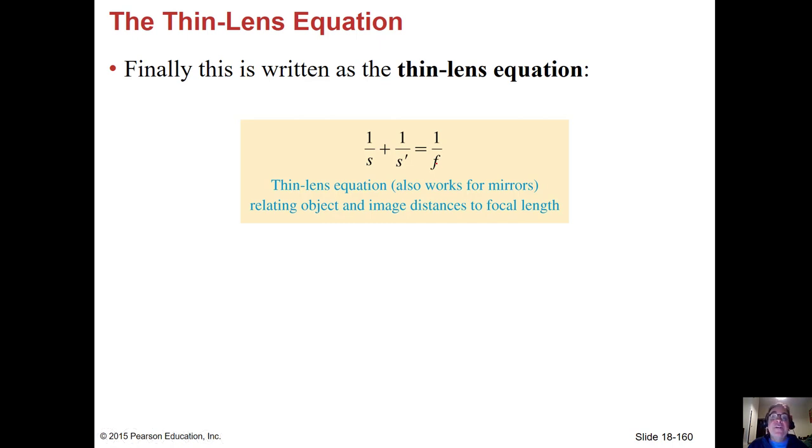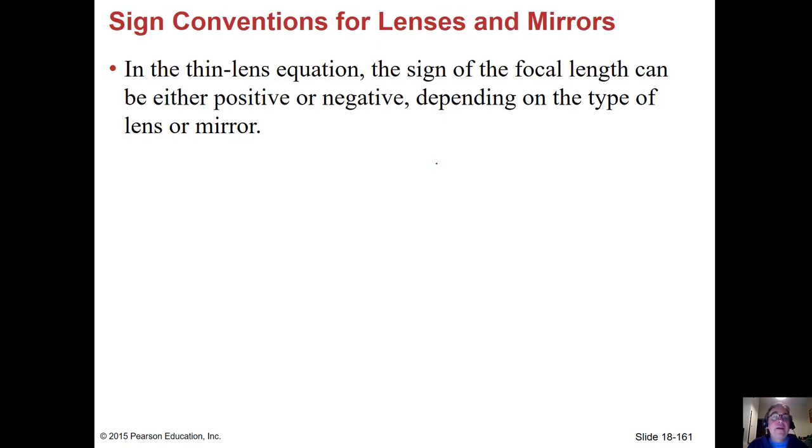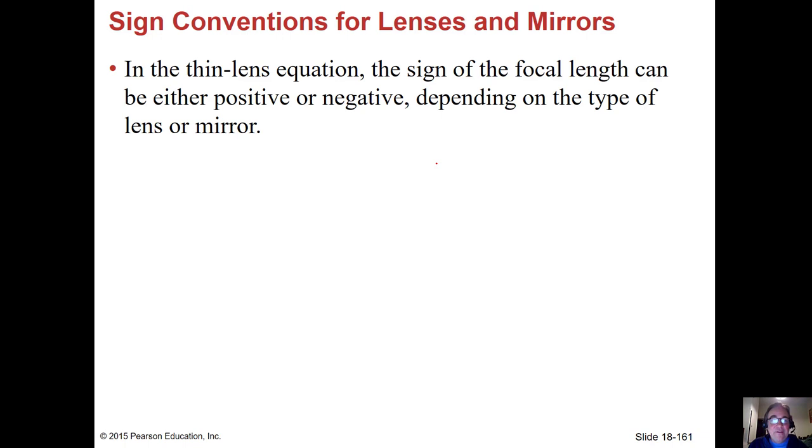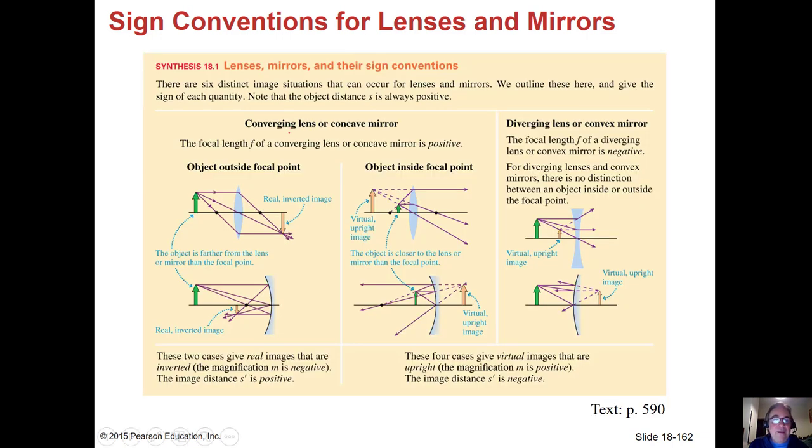So f is positive for a converging lens or a concave mirror. F is negative for a diverging lens or a convex mirror. In the thin lens equation, usually it's called the lensmaker's equation, but thin lens equation, the sign of the focal length can be positive or negative depending on the type of lens or mirror. Here are some conventions. Converging lens or concave mirror, this is positive. Diverging lens, convex mirror, this is negative.